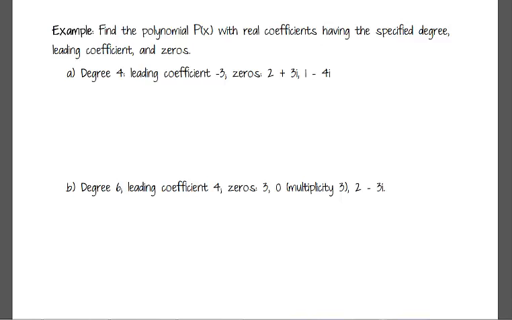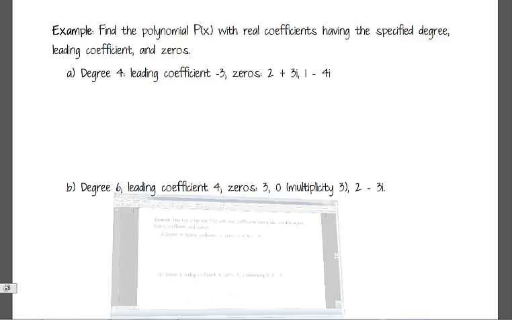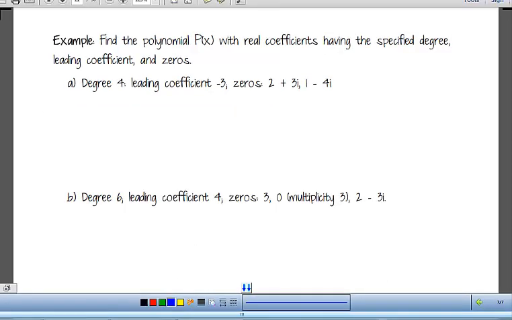All right, find the polynomial p of x with real coefficients having the specified degree, leading coefficient, and zeros. So this time we're going backwards. They want us to actually come up with the polynomial. Okay, so it's degree 4. It has a leading coefficient of negative 3. We've got zeros of 2 plus 3i and 1 minus 4i. Okay, so my other zeros are going to be what?